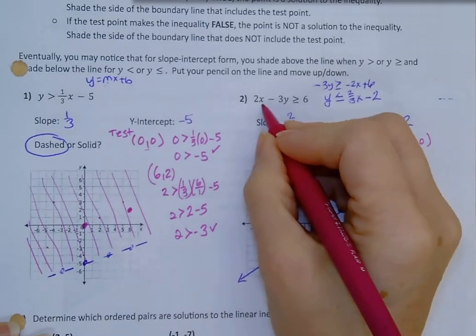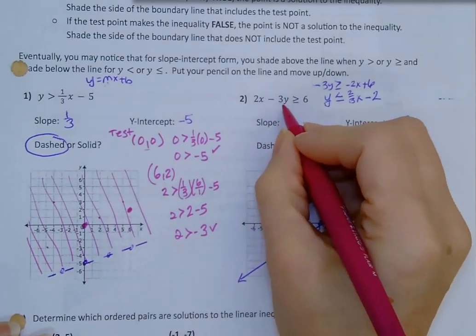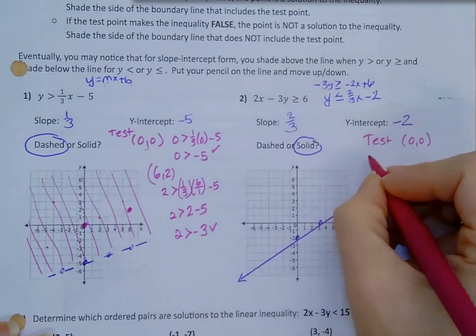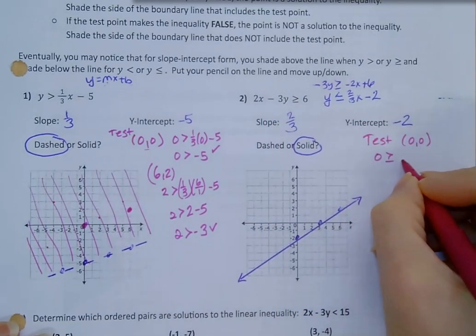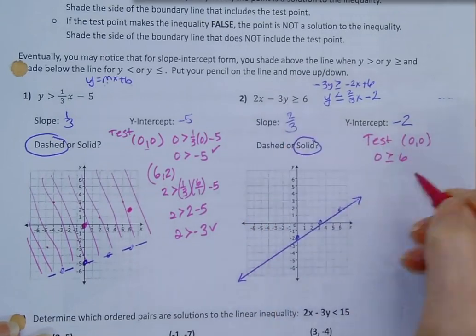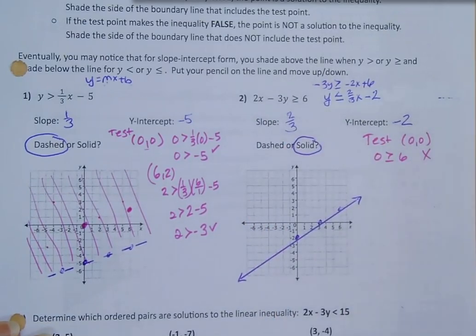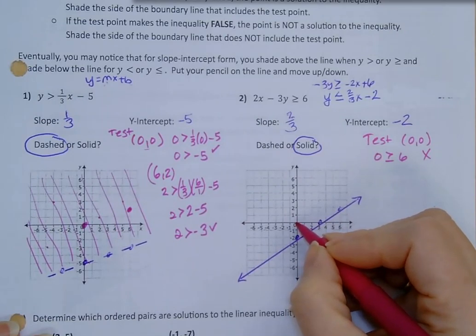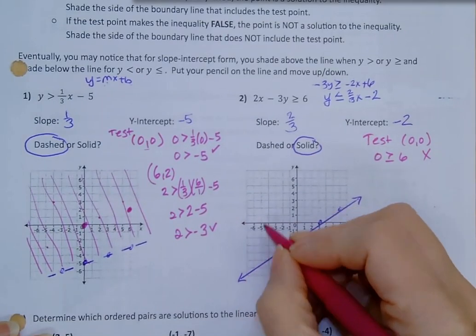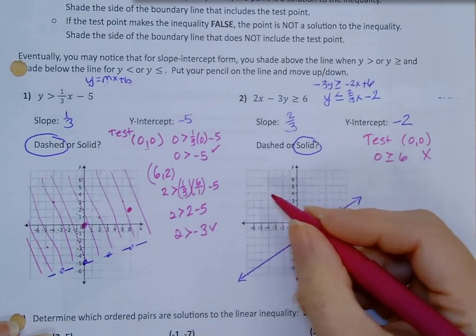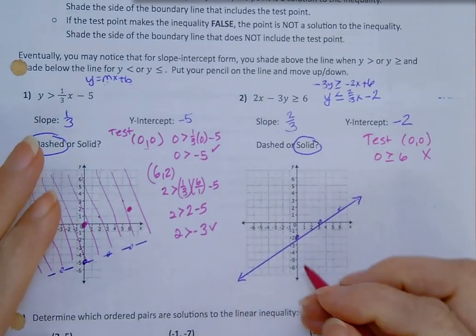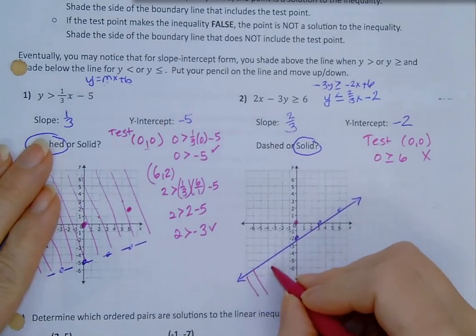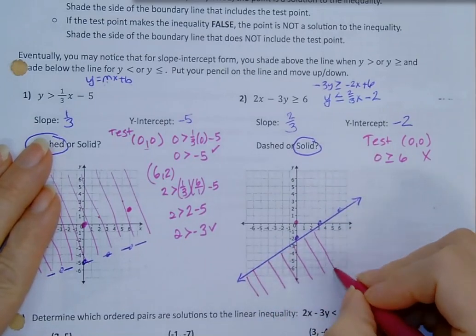If I plug in 0, 0, always go back to your original inequality statement or your original equation. So if I plug in 0 for x and 0 for y, I get 0 is greater than or equal to 6, right? That is not true. What that means is my 0, 0 point is not one of the solution points. So this is not my solution. The upper part of that line is not my solution. This is my test point that doesn't work, and so I realize every other point down here does work.